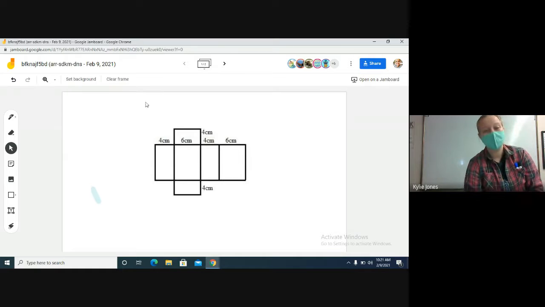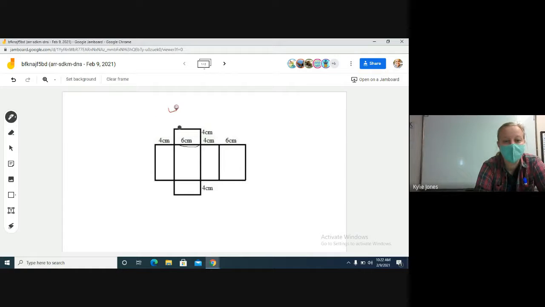In order to do this, we have to find the area of all 6 of our rectangles and then add them all up. So let's start by finding the area of our rectangles. This top rectangle up here, what's the base and the height of it? The base is 6, and then how tall is this rectangle? 4. So we're doing 6 times 4. What is 6 times 4? 24.